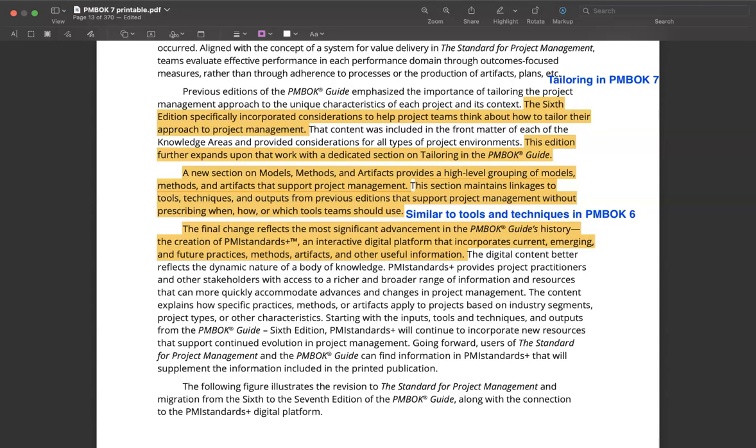Like it suggests, there are models, there are methods, and there are artifacts. So there could be a leadership model, there could be a specific artifact, maybe a document or a template, and there could be methods that you could use to enhance the overall performance of your project. If you have to relate it to the 6th edition, I would say you can relate it to the tools and techniques section.